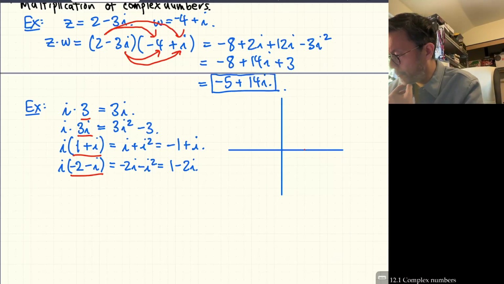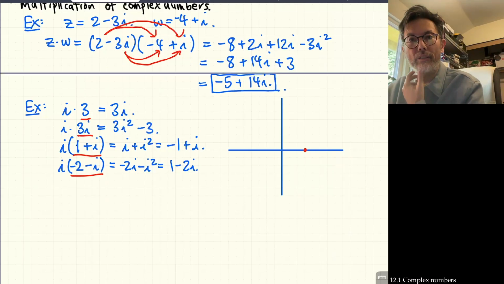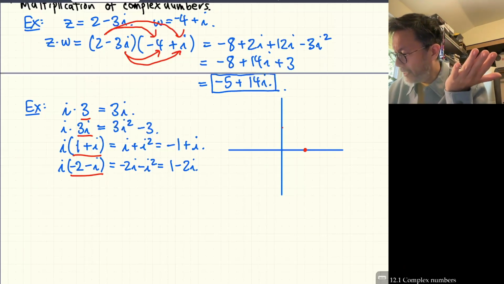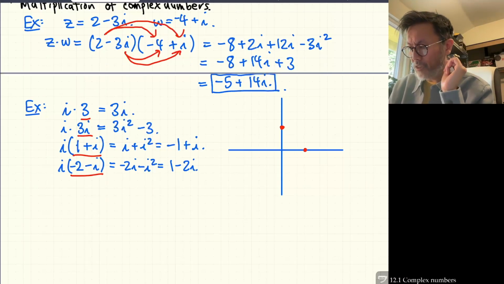So first of all, 3. 3 is right there. We can all agree, right? Now, where's 3i? 3i is right here. This is the number 3i. Maybe what I should do is track the products in a different color. So let me undo this, and I'll track the products in purple.